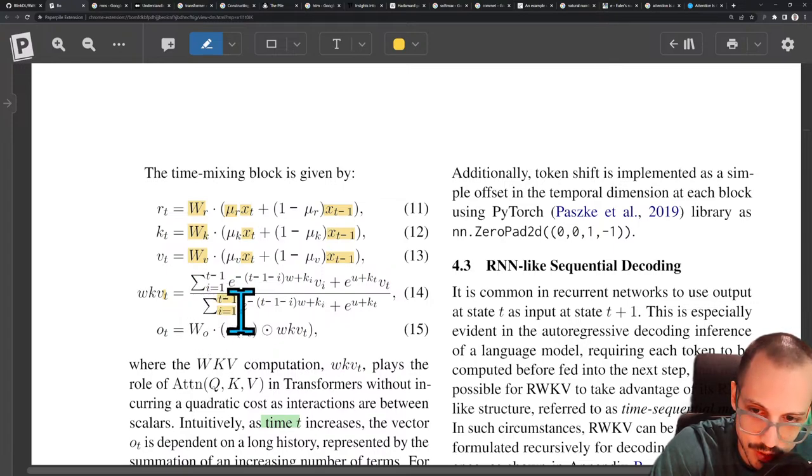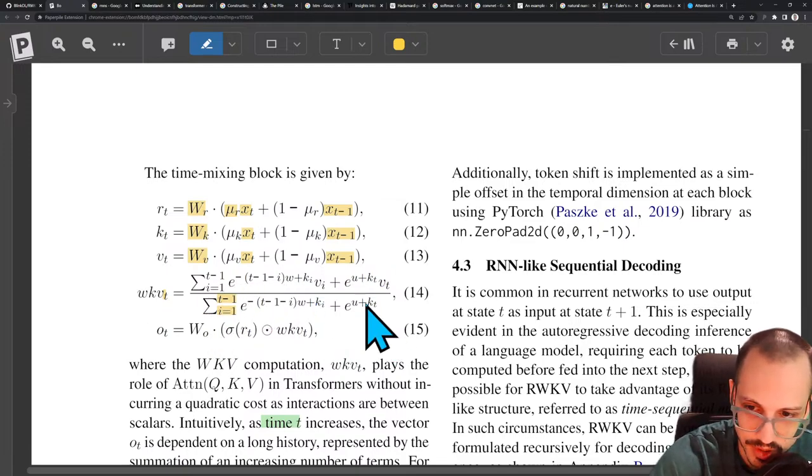So basically, I need to do this here, which is kind of like the softmax, but the softmax with the sum rather than the dot product. The annoying thing is that I have to do that for all T up until this T. So if I'm at the 999th position in the sequence, there are going to be 998 terms in this summation, which is annoying.